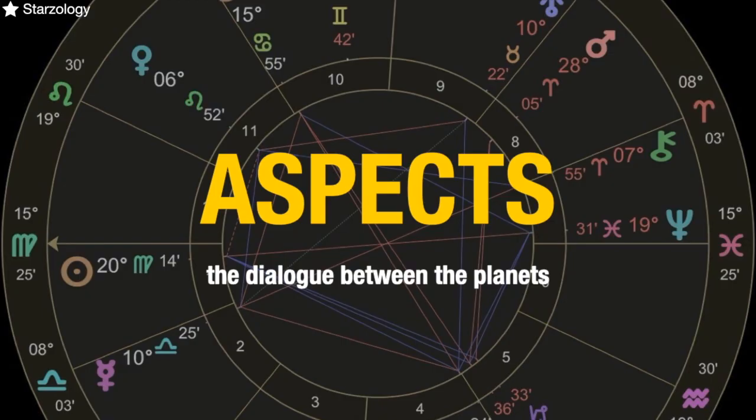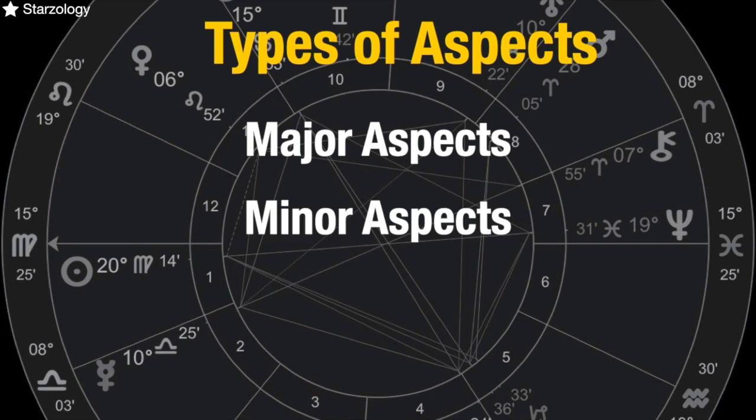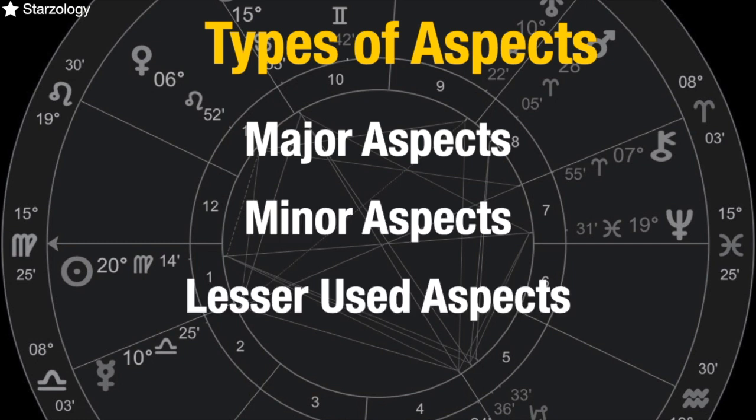So now we're going to be looking at aspects, the dialogue between the planets. So there are several types of aspects. We have major aspects, minor aspects, and lesser used aspects, and I'm going to tell you about the difference between those as well.